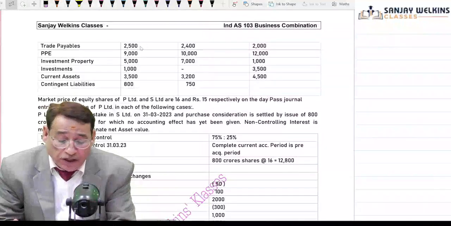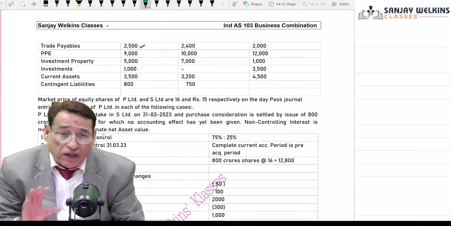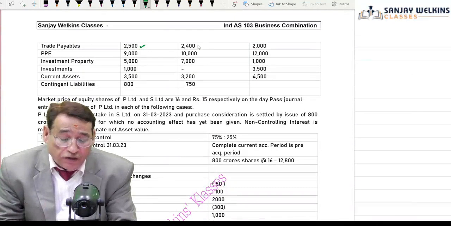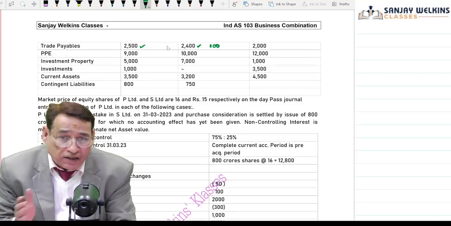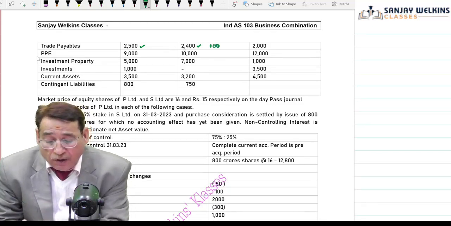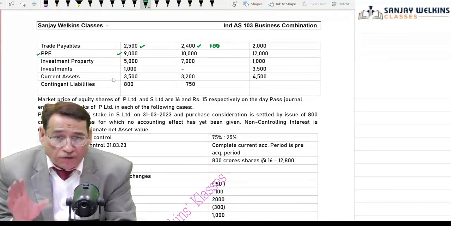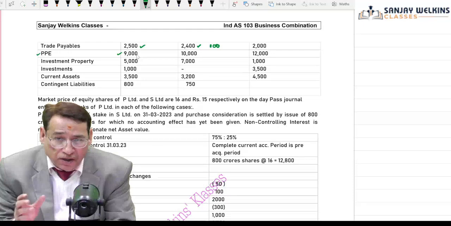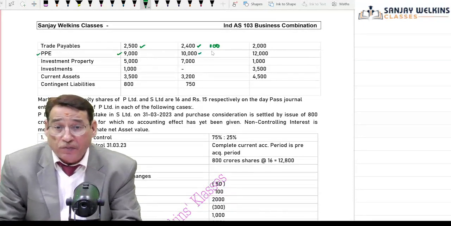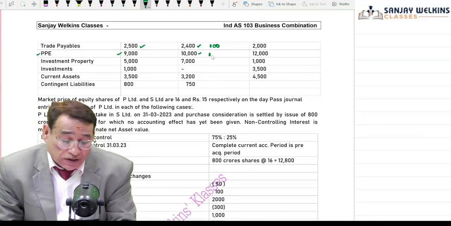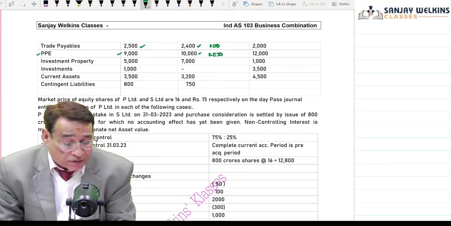Similarly, with respect to trade payables, you can see the balance sheet item is 2,500, whereas fair value is 2,400. In this case it is a gain to you because the fair value is lesser than the balance sheet value. Now coming over to the assets, property, plant and equipment. In the balance sheet of the acquiree company, 9,000 is written, whereas its fair value is 10,000. So quite obviously, you have a gain of 1,000.